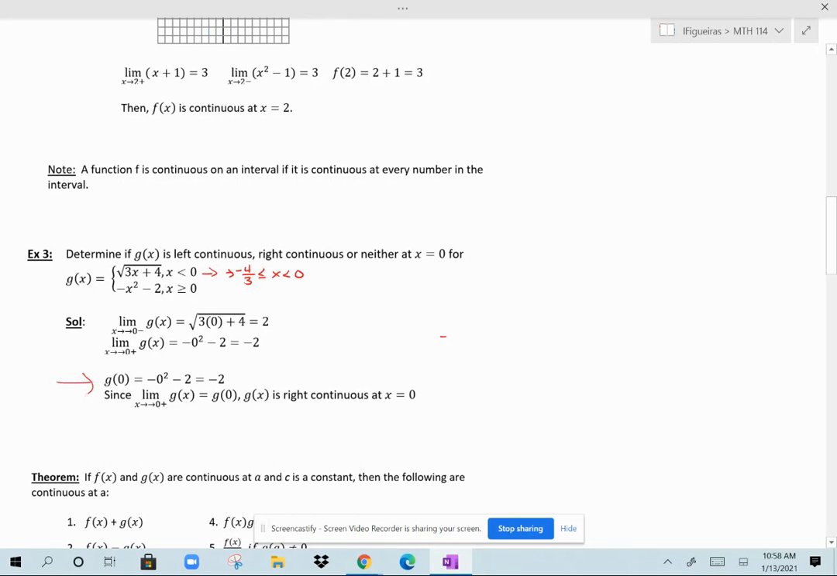So let's see what happens when I actually plug in 0. When I plug in 0 into g, again, you're looking at this piece because that's where it's greater than or equal to 0. So I'm plugging into the parabola. I get negative 0 squared minus 2, which is equal to negative 2. Notice that the function value and the limit value here are equal, and this is the right-hand limit because of 0 from the right. So therefore, since the right-hand limit is equal to g of 0, then we say that g of x is only right continuous at 0.